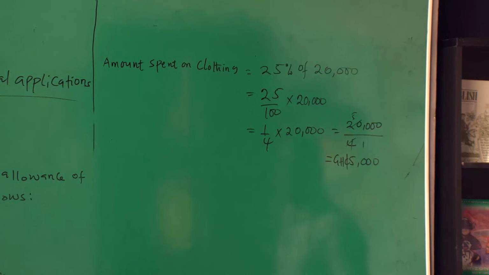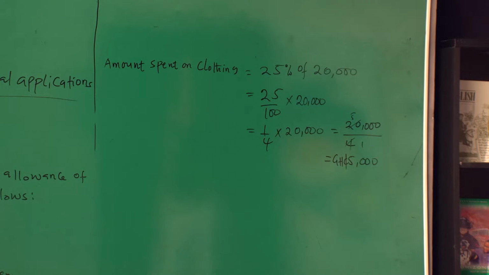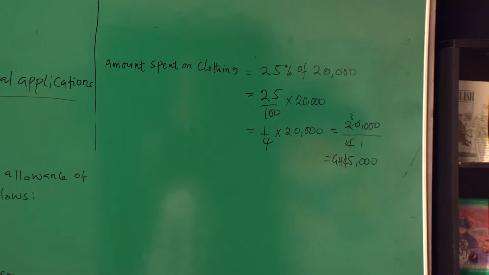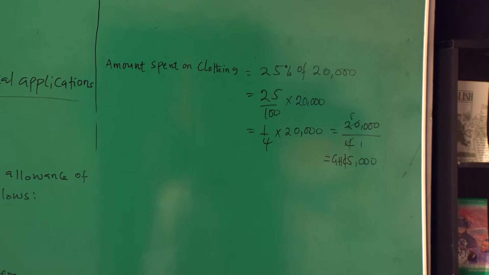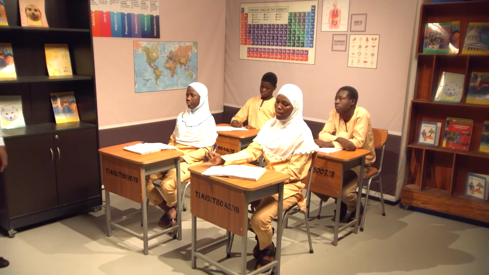You see, we are talking about Ghana cedis. So when you get your final answer, you put Ghana cedis there. So this is what it means. He actually spent 5,000 Ghana cedis on clothing, which gives us 25% of that amount. Any questions? Okay, so it's the same procedure, but let's do the other one together before you finally look at the last one.